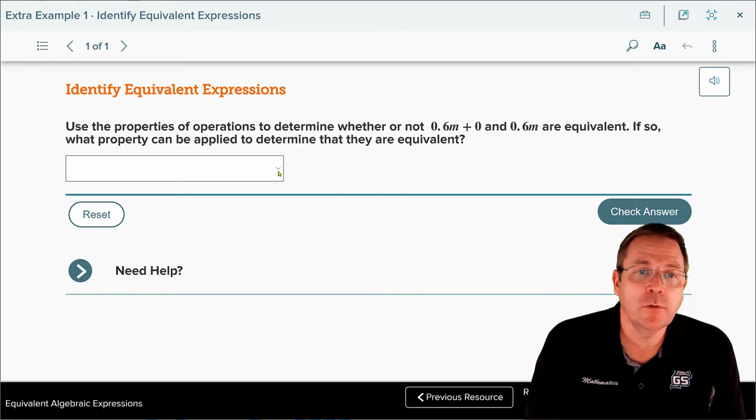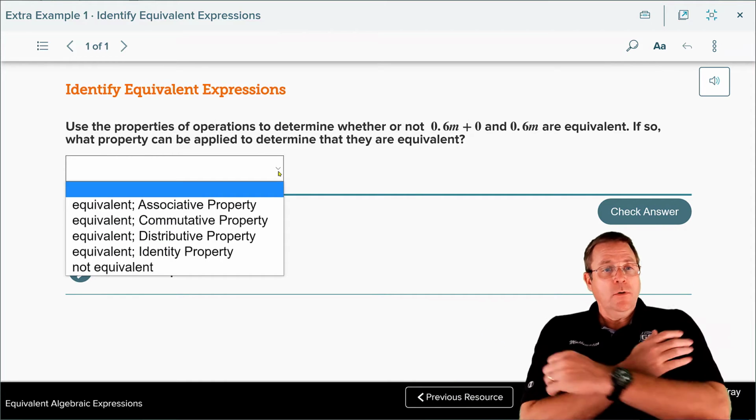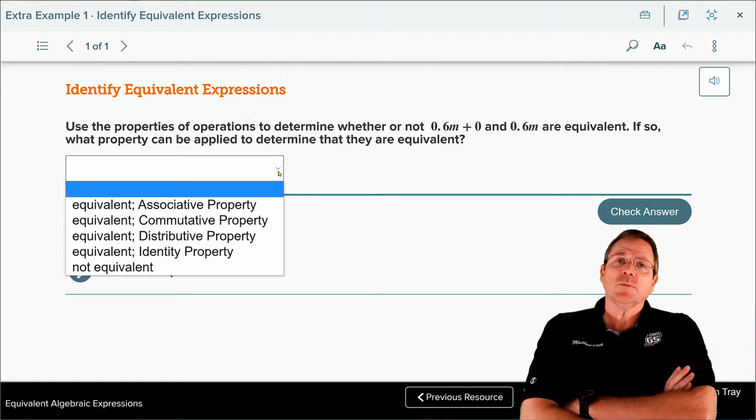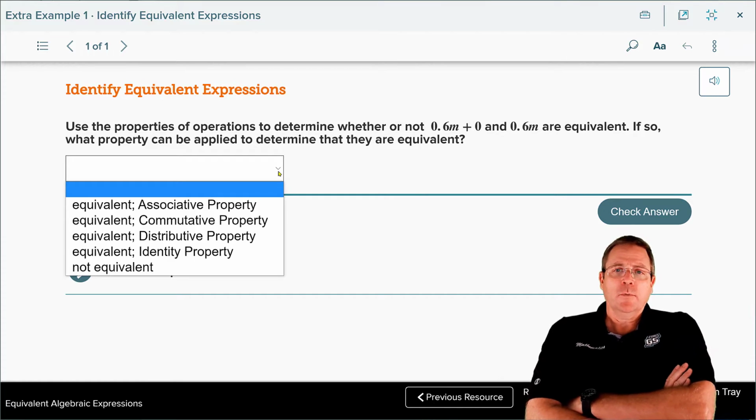And they give us a cool little drop-down box. Y'all take a look at those drop-downs and you figure out which one's going to be the correct answer. I'll sit here and wait for a moment.